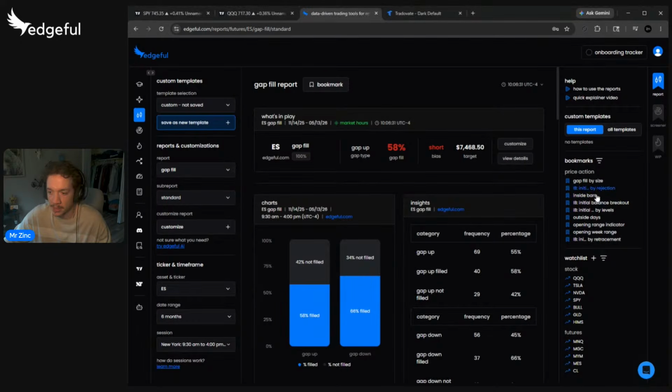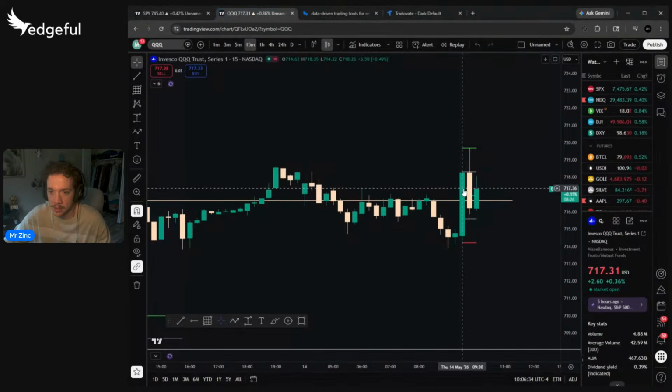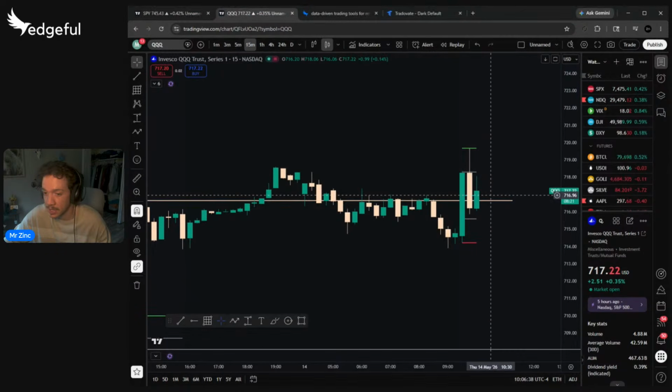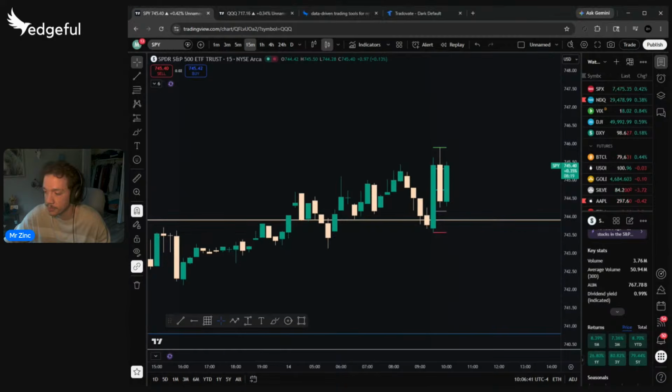Our current bias on the IB is set long. This isn't a bad place to be hovering right now in QQQ. I kind of like where it's sitting. It's not bad.